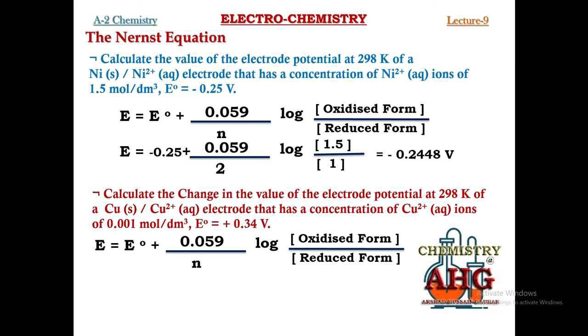So just eliminate E naught, and what can you get? You can get the change in the electrode potential. What would it be equal to? 0.059 divided by N, and again it is 2 because there is a change of oxidation state from 0 to 2 positive. Log of the oxidized form of copper, Cu2 plus, whose concentration is 0.001, divided by the concentration of the solid. Solid concentration is always 1. You can get the answer.